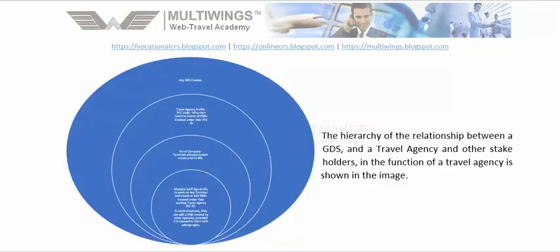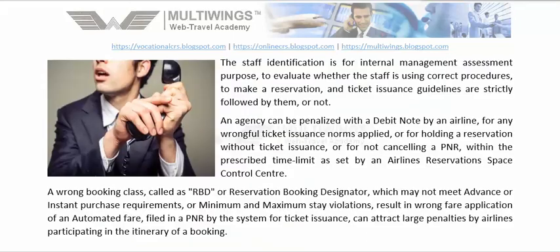The hierarchy of the relationship between a GDS, and a travel agency and other stakeholders, in the function of a travel agency is shown in the image. The staff identification is for internal management assessment purposes, to evaluate whether the staff is using correct procedures to make a reservation, and whether ticket issuance guidelines are strictly followed by them or not.